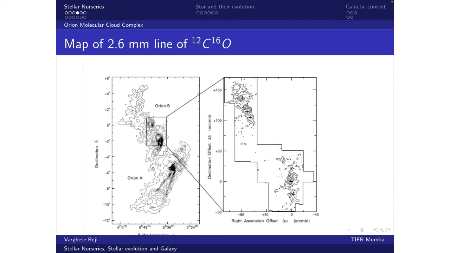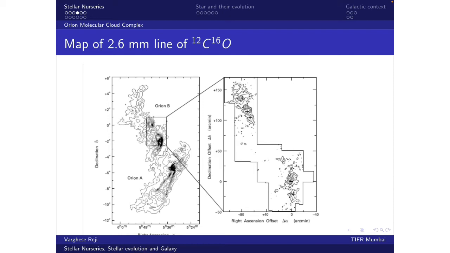Why do we use carbon monoxide to map? Because this 2.6 millimeter line is the rotational spectra of carbon monoxide. We use this to map the molecular hydrogen. We use the 21 centimeter line to map the atomic hydrogen, and the 2.6 millimeter line of carbon monoxide to map molecular hydrogen.